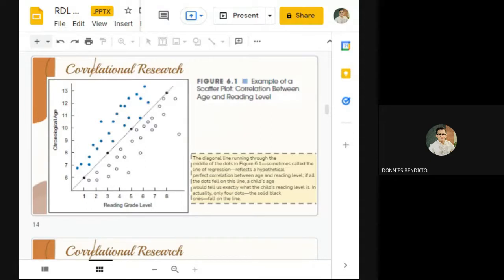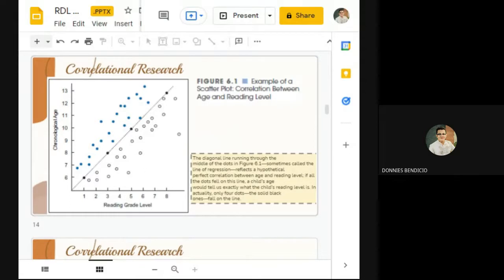Pero halimbawa, pababa itong correlation na ito. Halimbawa, mataas, nasa 13, halimbawa yung age niya, tapos pababa. So negative correlation naman yan sa relationship nila. Okay, mataas yung age tapos pababa yung reading grade level, maaring ito ay sinasabi natin na negative correlation. So reflects hypothetical perfect correlation between age and reading level.